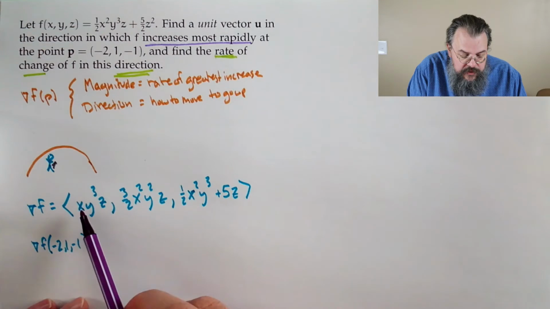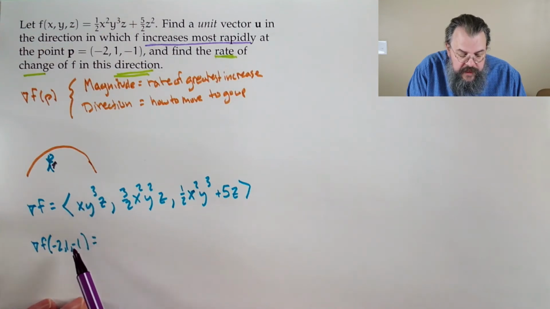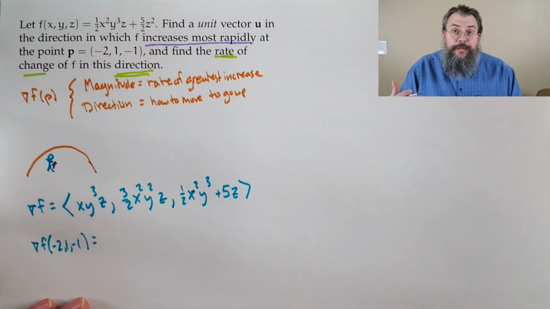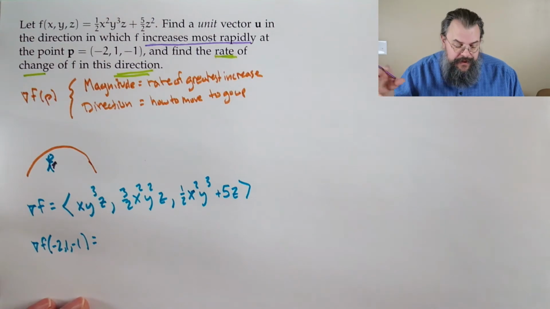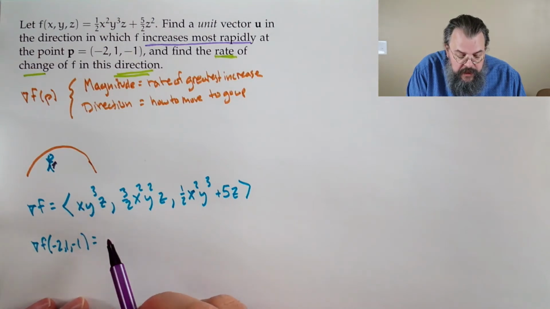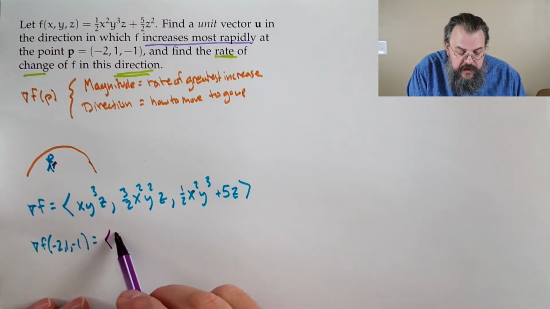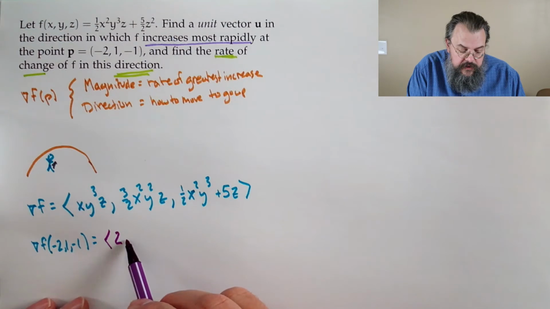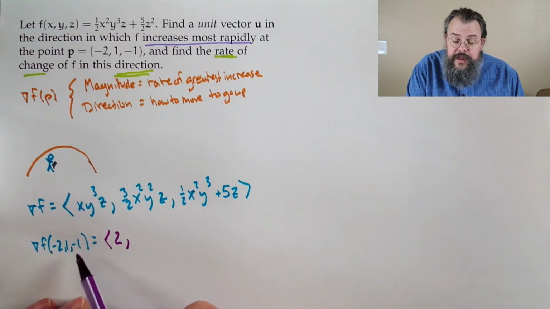x is negative 2, y is 1, and z is negative 1. The nice thing about y being 1 is that we can pretty much ignore it. So we're going to have a negative 2 and a negative 1. Well, that makes a 2. Okay, that's not so bad. And it's positive, right, because we have two negatives multiplied together.